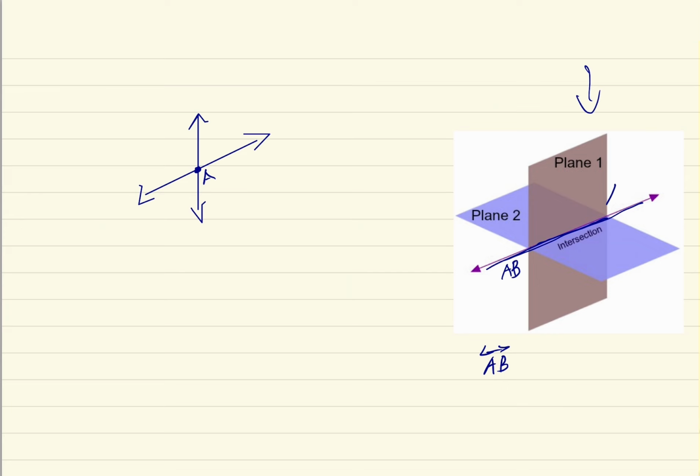So those are two examples of what an intersection is in geometry. The first one being a point, the other one being a line. There's obviously more types of intersection, but these are basic ones to understand at this stage.